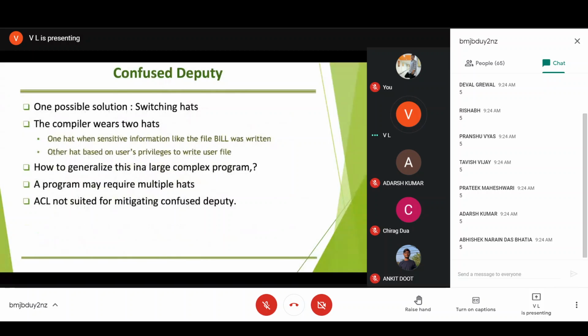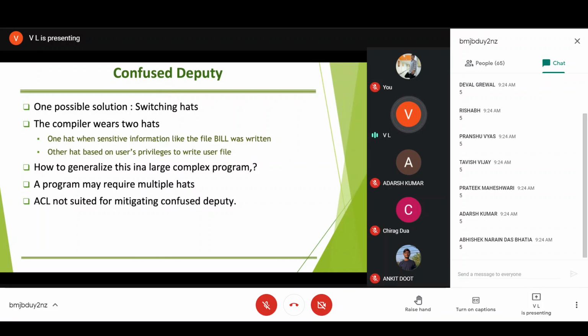So one approach is that you have to actually look at the role of the compiler. As per the role of the compiler, the privileged accesses should be checked. But a simpler solution is this.